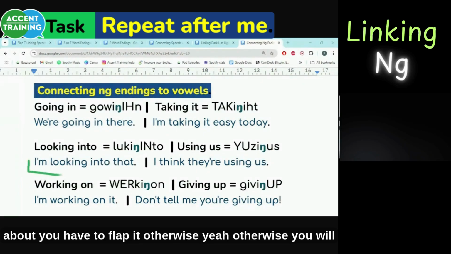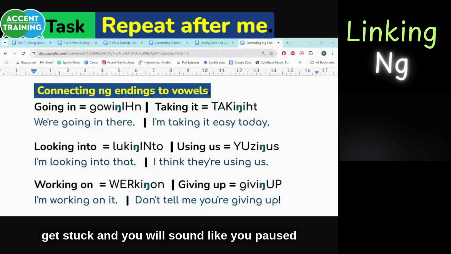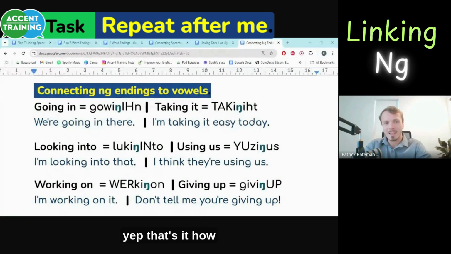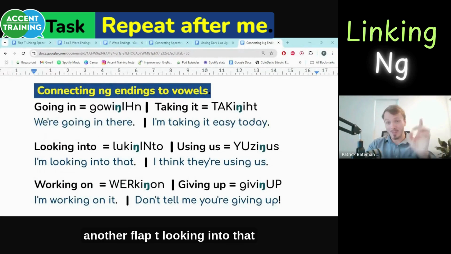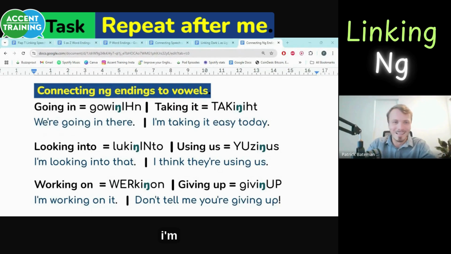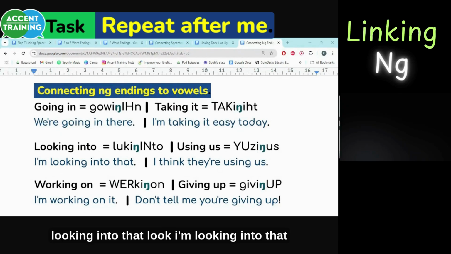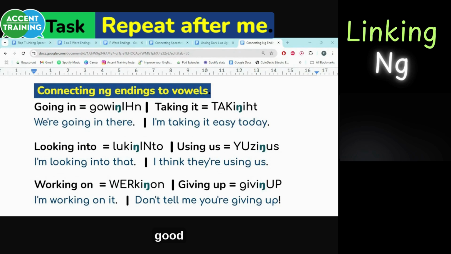How about down here? You have to flap it, otherwise you will get stuck, and you will sound like you paused. Yep, that's it. Okay. How about that next one? I'm looking into that. Another flap T, looking into that. I'm looking into that. I'm looking into that.